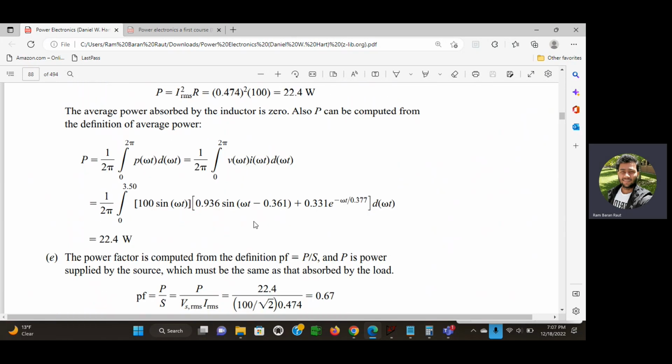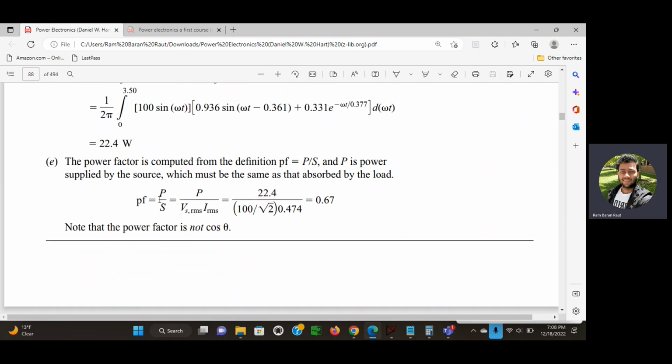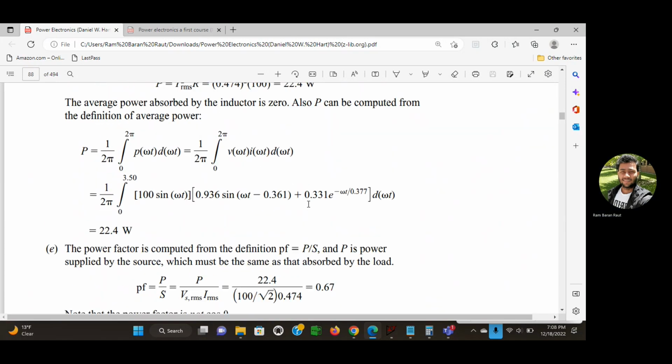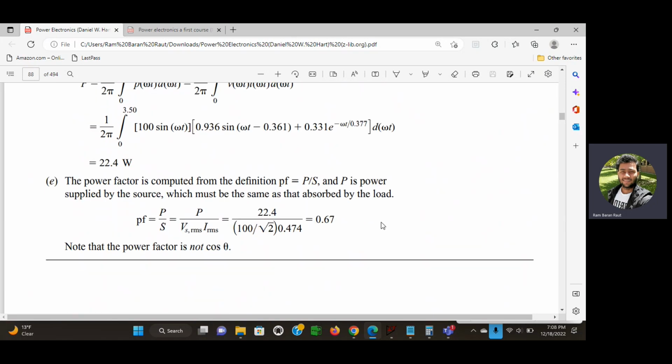And this is the alternative method, which gives the same result. They are just checking the values, and this is the power factor: average power divided by apparent power, which is nothing but VRMS multiplied by IRMS, giving 0.67. Now we are going to compare this solution with the LTspice solution.